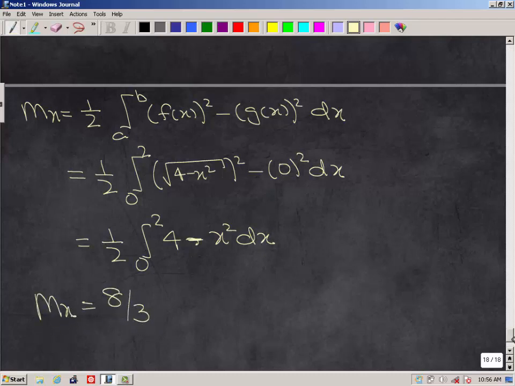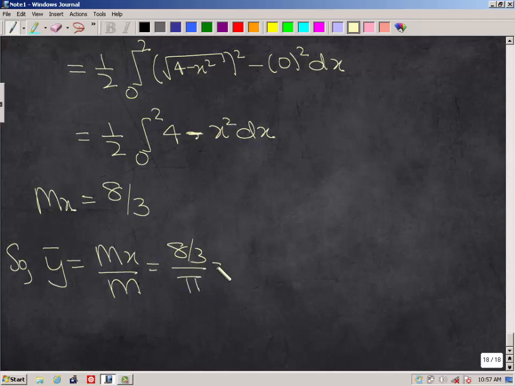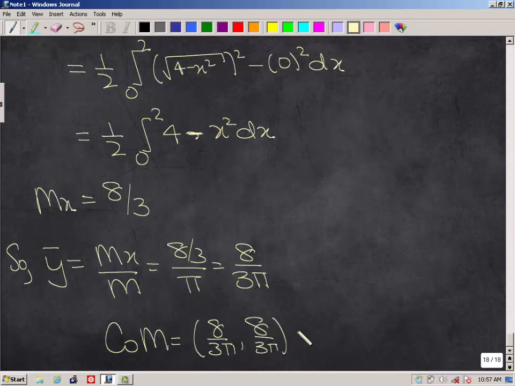So what is my y value for the center of mass? It is given by m sub x over m. That's how we define that. So in this case, it's going to be 8/3 over pi, so it's going to be 8 over 3 pi. And what did we know from symmetry? From symmetry, we know that x bar and y bar are the same. So the center of mass for this is going to be 8 over 3 pi and 8 over 3 pi. So that's what the center of mass is going to be.